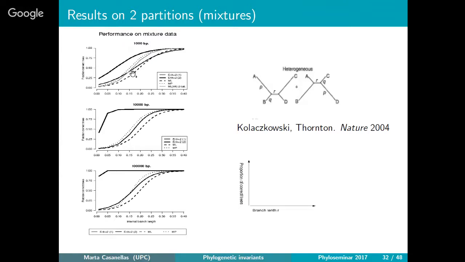Maximum likelihood, maximum parsimony, maximum likelihood even with 2 categories are more or less doing the same things, okay, except ERIC+2 with 2 partitions that performs a bit better. And when we go to 10,000 sites, ERIC+2 is the only one that performs actually good. Okay, maximum likelihood is not performing good because this data doesn't fit the model it uses.